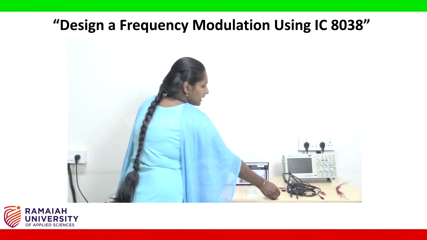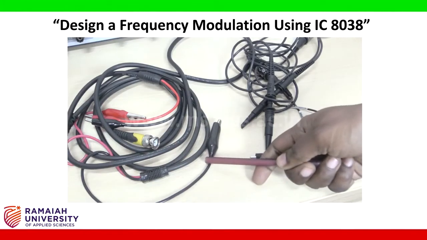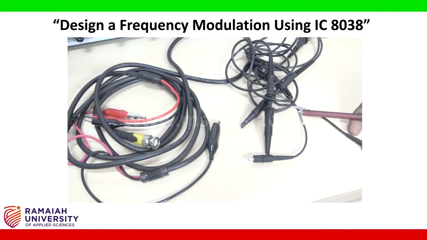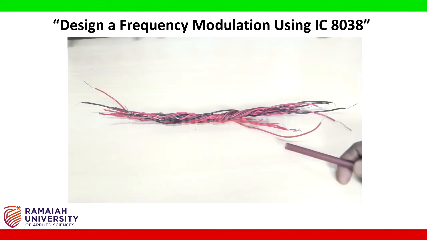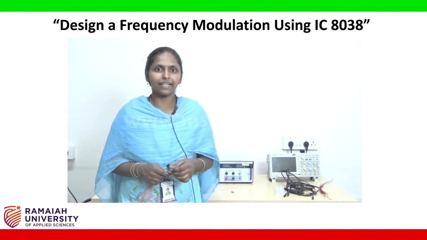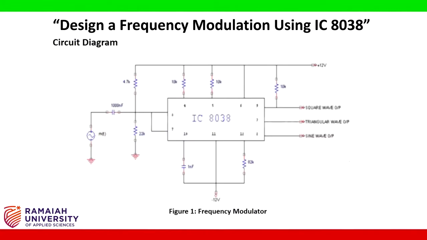Function generator and CRO probes. These are the probes used to connect the function generator. These are the probes used to connect the CRO. Connecting wires: based on the circuit diagram, we use these wires. Now, let us start the connections based on the circuit diagram.